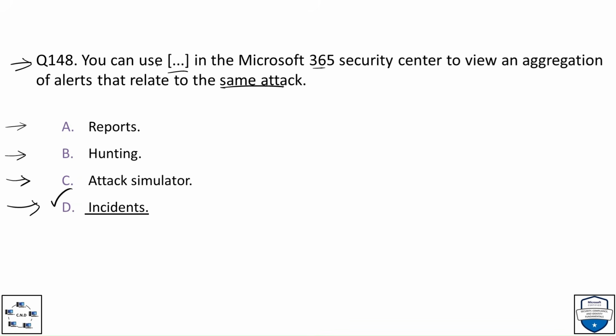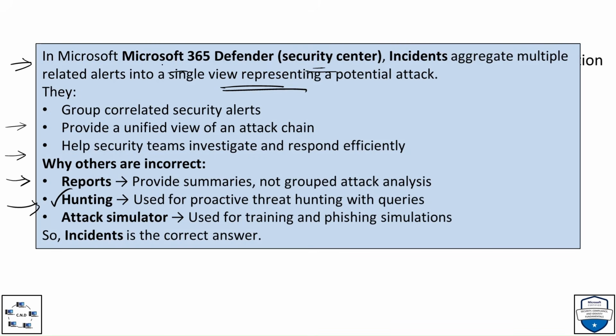incidents. So you can use incidents in Microsoft 365 Security Center to view an aggregation of alerts that relate to the same attack. So in Microsoft 365 Defender, that is Security Center, incidents aggregate multiple related alerts into a single view representing a potential attack. They group correlated security alerts, provide a unified view of an attack chain, and help security teams investigate and respond efficiently.